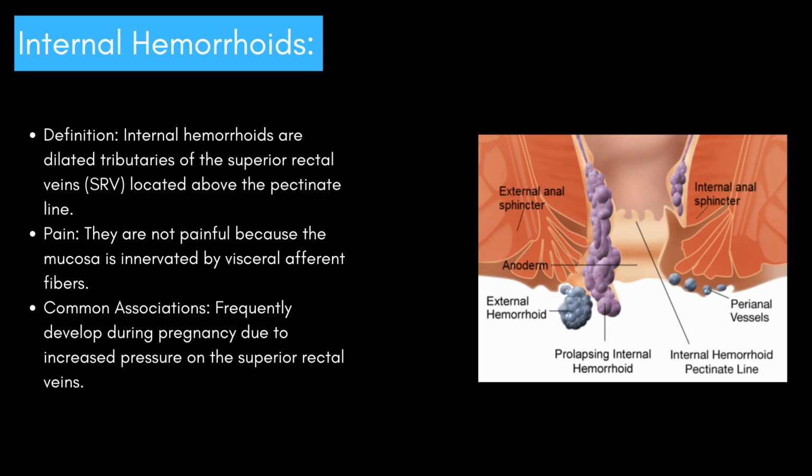Let's next take a look at internal hemorrhoids. Definition. Internal hemorrhoids are dilated tributaries of the superior rectal veins, SRV, located above the pectinate line. Pain. They are not painful because the mucosa is innervated by visceral afferent fibers. Common associations: they frequently develop during pregnancy due to increased pressure on the superior rectal veins.